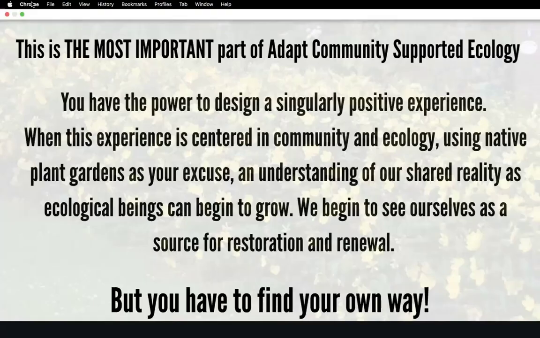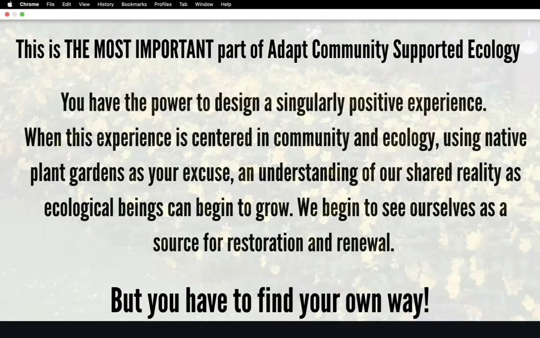So this is the most important part of adapt community supported ecology to me. You have the power to design a singularly positive experience. And when this experience is centered in community and ecology, using native plant gardens as our excuse, then an understanding of all of our shared reality as ecological beings can begin to grow.